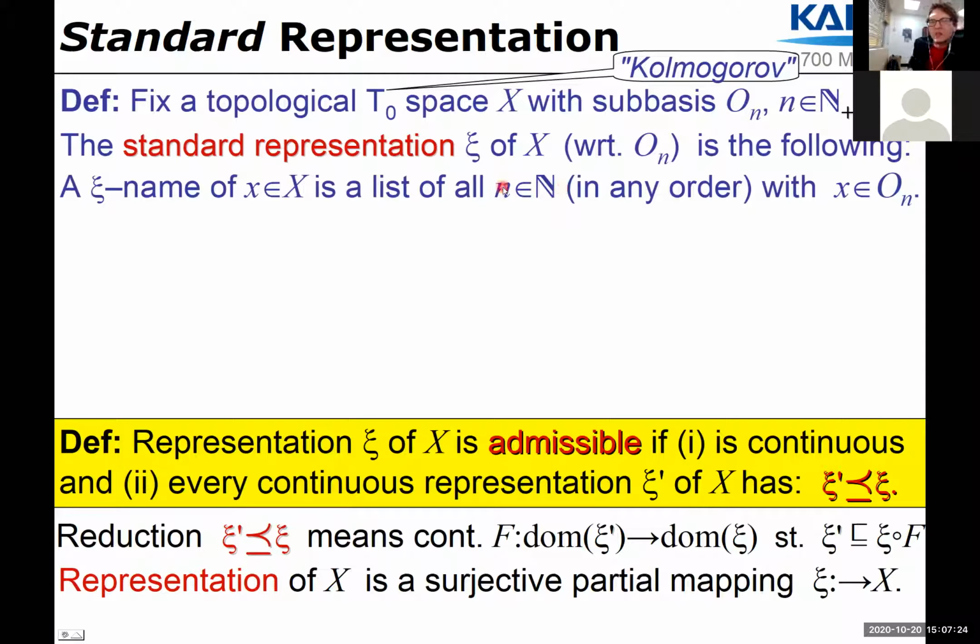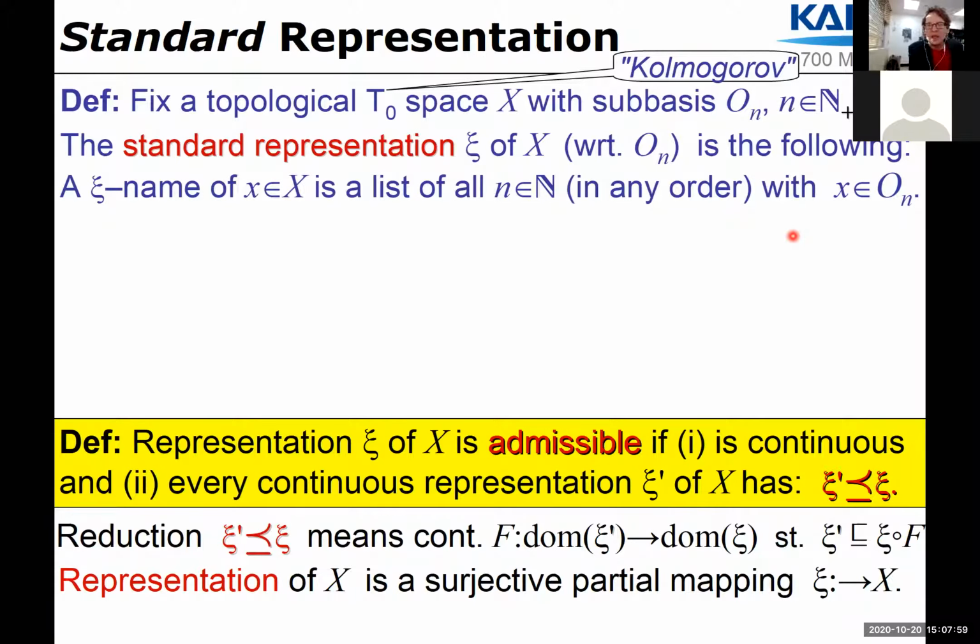An infinite sequence of natural numbers. Recall this is an element of Baire space. Not all of Baire space, right? Because we only fix integer sequences, natural number sequences. And here a name must list in any order all indices of the subbase that contain the element X. This can also be regarded as listing all positive properties. Tell me in which elements of the subbase the given element lies.